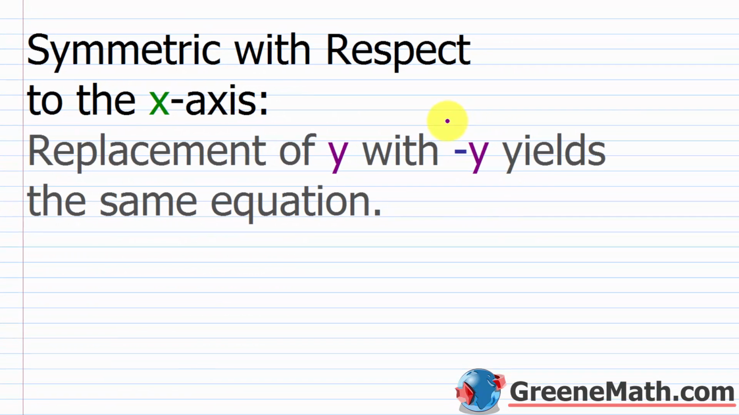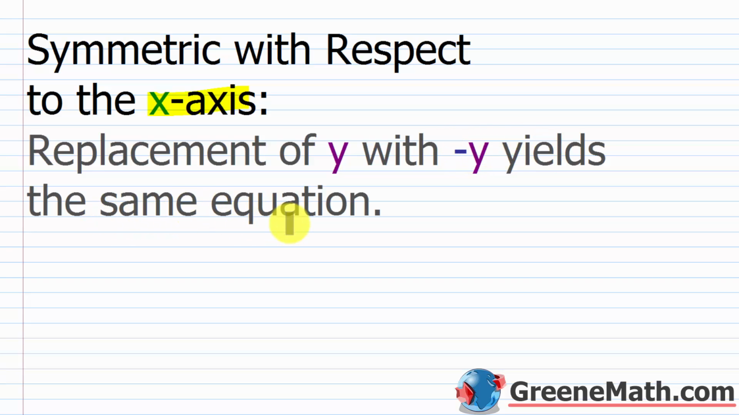All right, so now let's talk about symmetry with respect to the x-axis. This is going to be the same concept, but now the x-axis is going to cut the graph in half, again where each half is just a mirror image or reflection of the other. Now, if a graph is symmetric with respect to the x-axis, then replacement of y with -y yields the same equation.